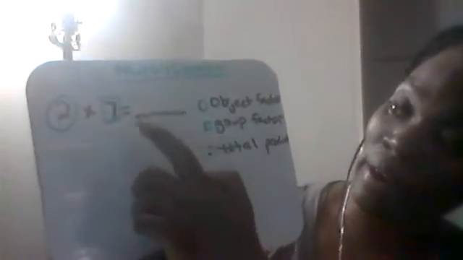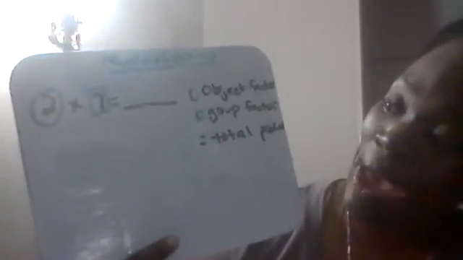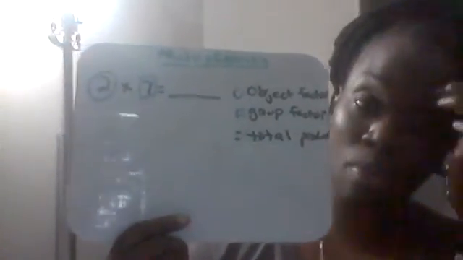Okay, so hopefully you've gone through and successfully completed all your problems. Right now we're just going to review the answers. Remember, for each problem I asked you to put a circle around your object factor and a square around your group factor in order to find your total product. So let's look at this. How many groups do we have in our first problem? Did you say 7? That's correct.